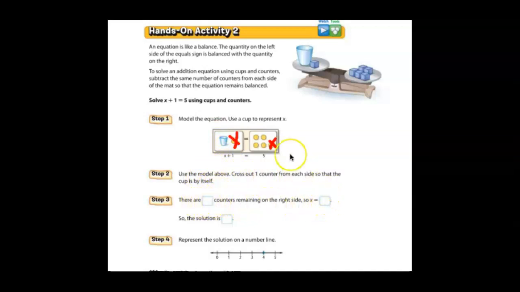so x equals blank. So how many counters are remaining on the right side? Go ahead and answer that for me. So what does x equal? It equals 4. So the solution is, there are 4 counters on the right, so x equals 4. The solution is 4. And on a number line, this one dot where the 4 is what's going to represent the only answer to that particular equation.